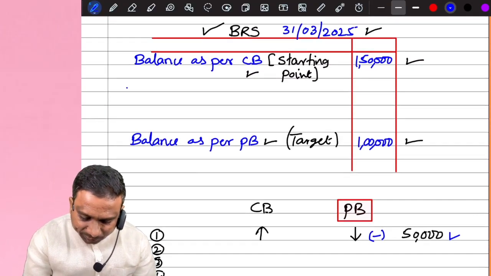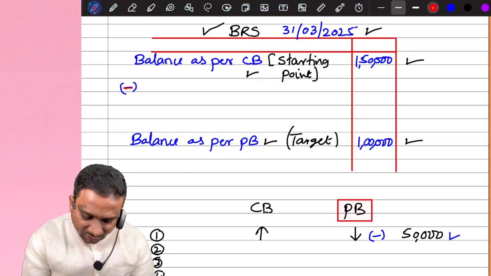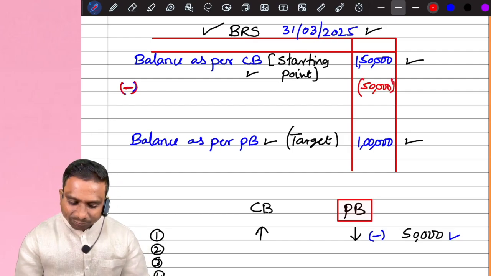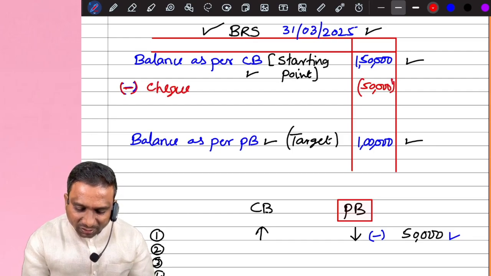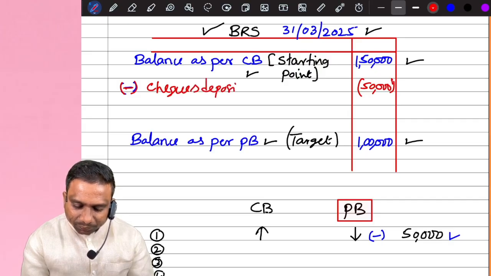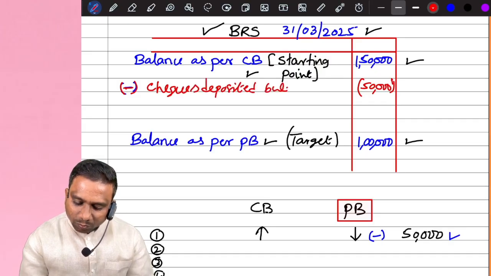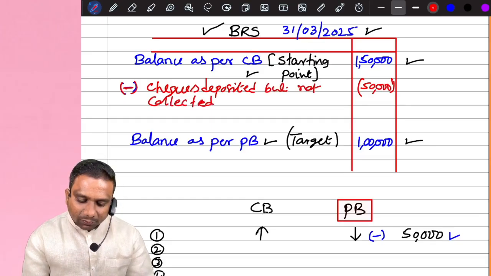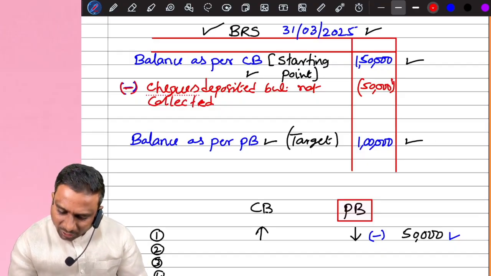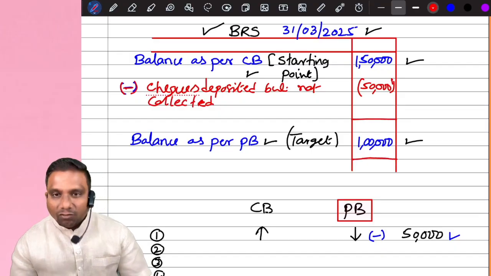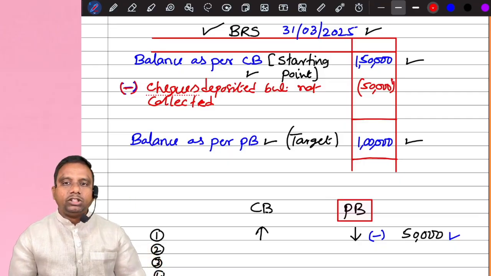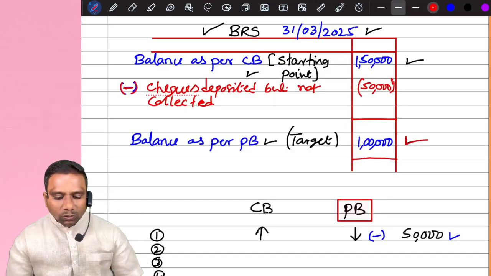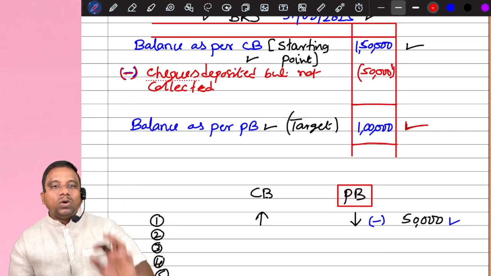Tell me, less. Observe carefully. If you can understand one thing, then you can understand the remaining things easily. Write down the reason also: checks deposited but not collected. Now tell me how much amount you are getting. From 1.5 lakh, I am deducting 50,000 rupees and ultimately I am getting the passbook balance. Now you can understand why we are deducting and why we are adding.